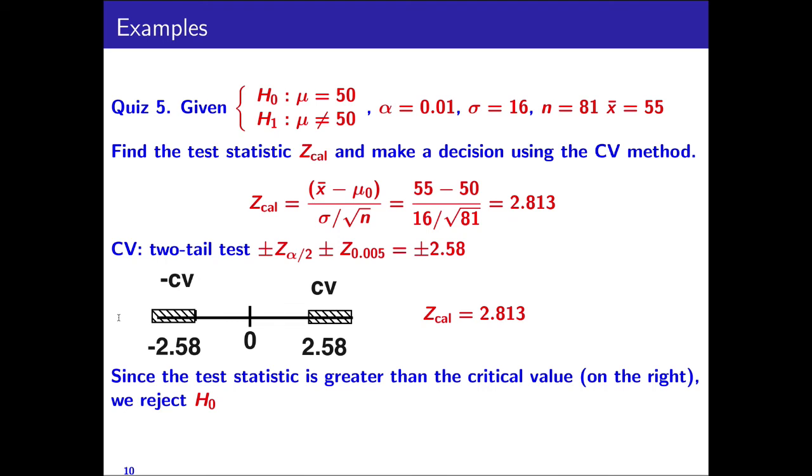And then we draw this x-axis, put the 0 in the middle, and we write down the critical value. On the right is 2.58. On the left is negative 2.58. Now, zcal is 2.813, which is more than your critical value on the right. So we reject H0. And thus, we have evidence to say mu is not equal to 50.